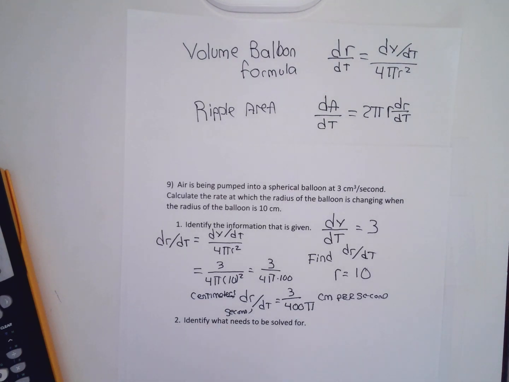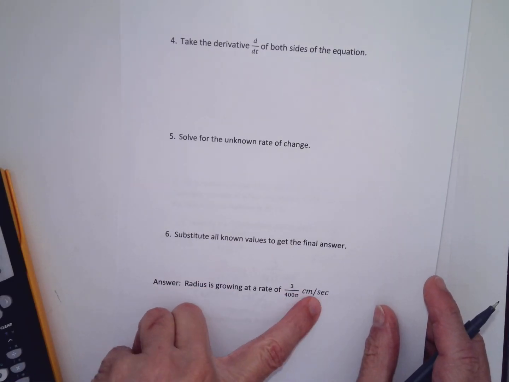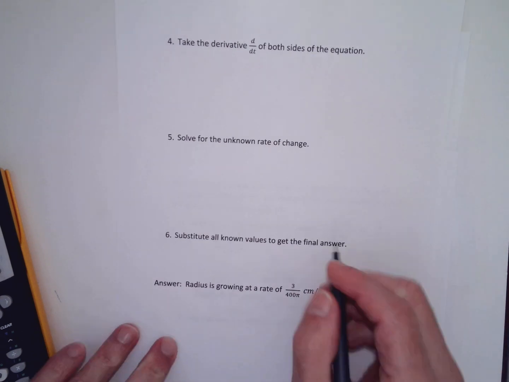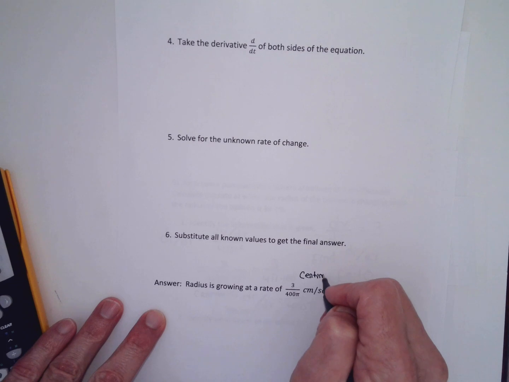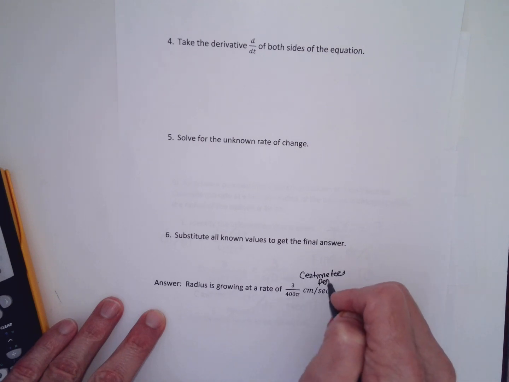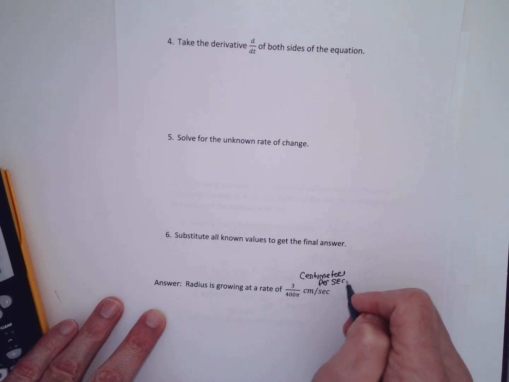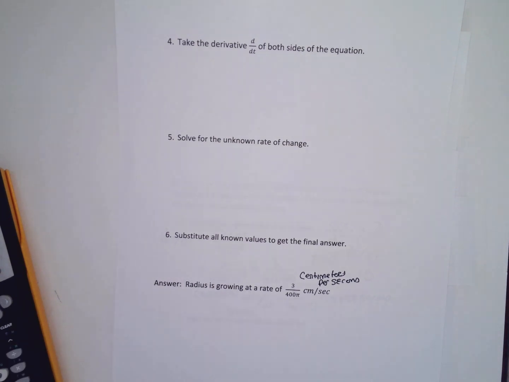And when I wrote my answer, I mentioned that the radius is growing at a rate of this number, and I just abbreviated centimeters per second, but you certainly could write down centimeters per second, and I'd be good with that. But an abbreviation for the units or just the units written in words, both are fine.